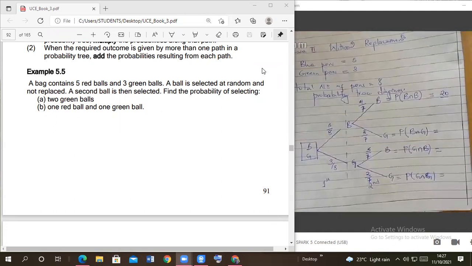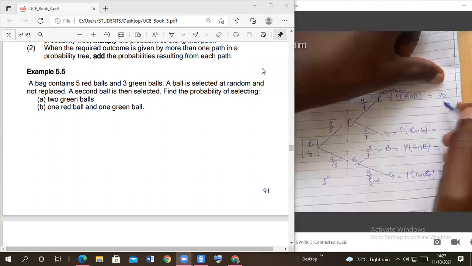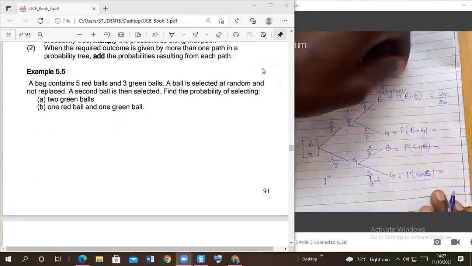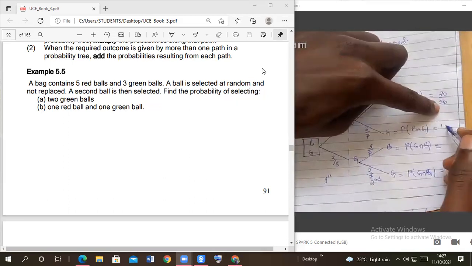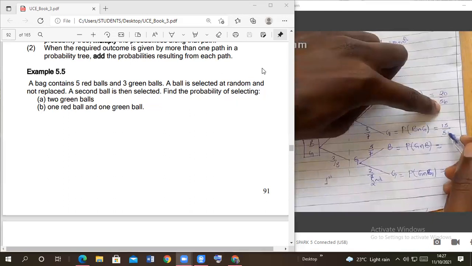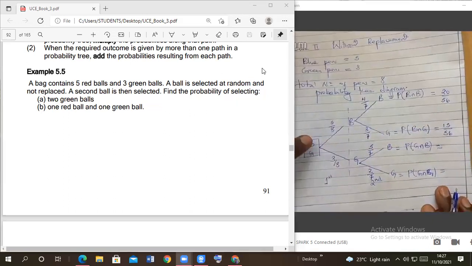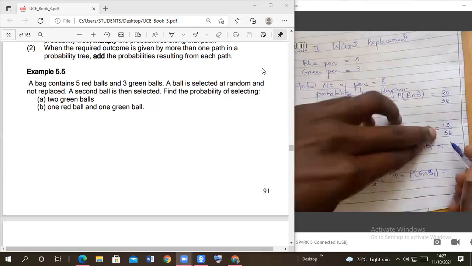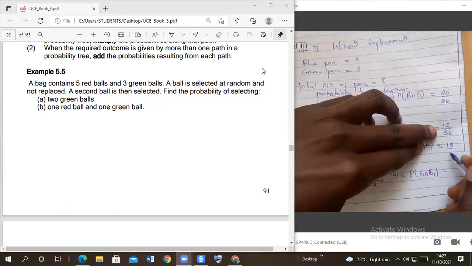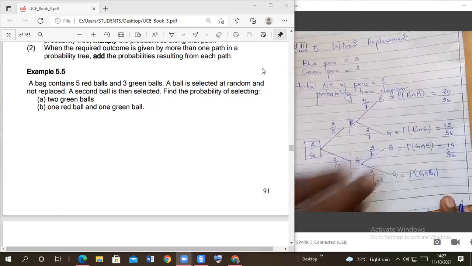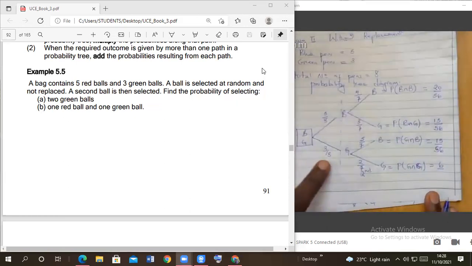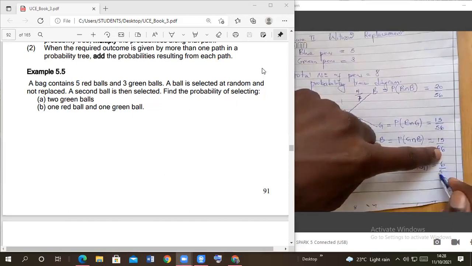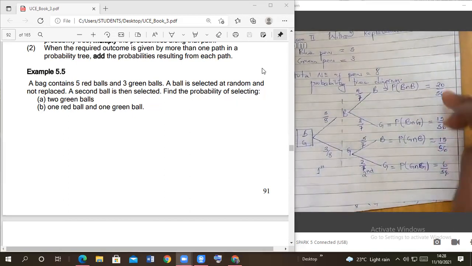What is 8 times 7? That is 56. 5 times 3 will give us 15 out of 56. This will also give us 15 out of 56. Then this one will give us 6 out of 56.